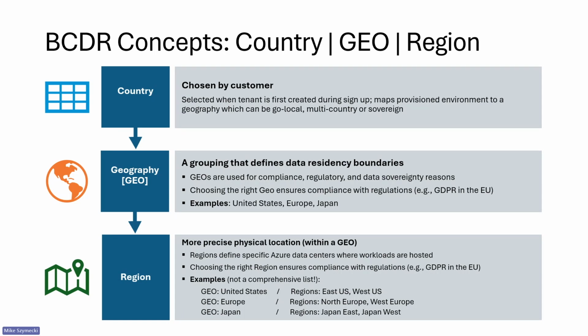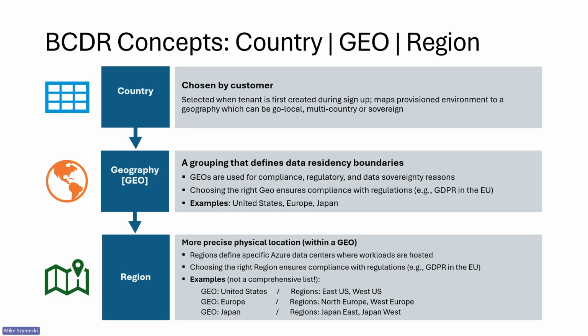Geos are essentially groupings that define data residency boundaries for compliance, regulatory, and data sovereignty reasons. For example, if you select a country in Europe, your data will fall under the European geo, ensuring compliance with regulations that most of you are familiar with, such as GDPR. Finally, within each geo, we have specific regions assigned. The regions provide more precise physical locations where our data workloads are hosted.